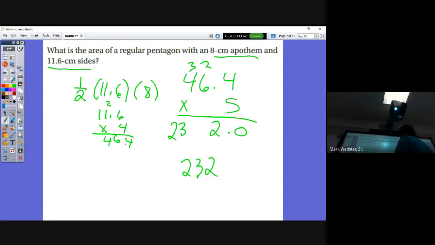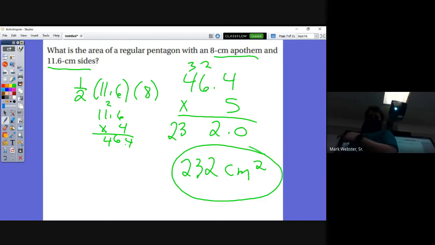And what are these in centimeters? Squared. 232 centimeters squared. All right. So once again, I'm not telling you that this is the only way you have to do it. Just as easily, you could have done 11.6 times 5 to give you the perimeter, and then multiply that by 8 and divide by 2, right?